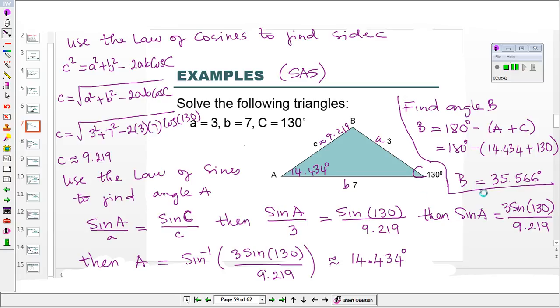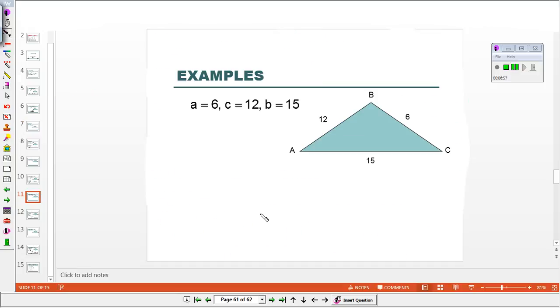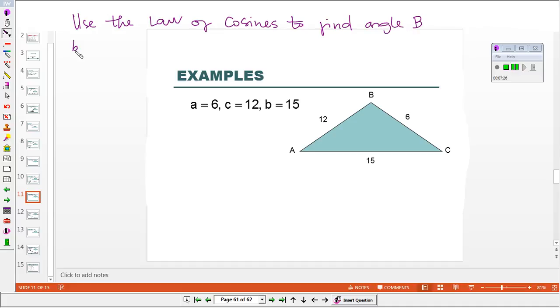Now let's move on to the second example, when we know all three sides. So in this case we know all three sides. So the first step we are going to do is use the law of cosines to find one of the angles. You can pick whatever angle, so I'm going to go ahead and find angle B.